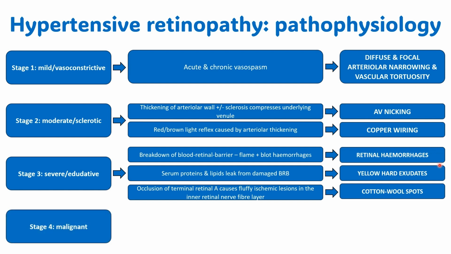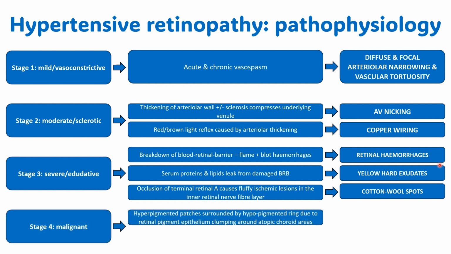And stage 4 is known as malignant. And you can have two things going on here. So you can have hyperpigmented patches surrounded by a hypopigmented ring, and this is due to retinal pigment epithelium clumping around, sorry, I think this is clumping around ischemic choroid areas, and this is known as Elschnig spots.